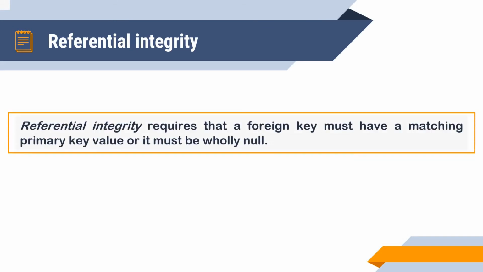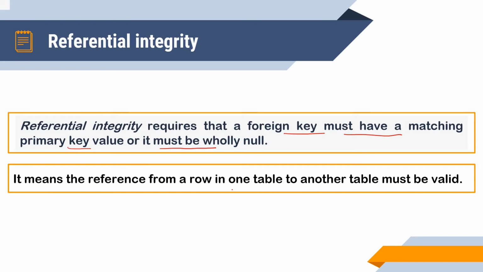The next integrity constraint that we will discuss, which is very important, is referential integrity. The referential integrity rule says that a foreign key, which is always related to the foreign key and primary key relationship, must have a matching primary key value or it must be wholly null. It means that the reference from a row in one table to another table, where you are referring a foreign key from a particular table to another table, right? Foreign key is nothing but a reference key between these two tables. Then a reference must be valid.